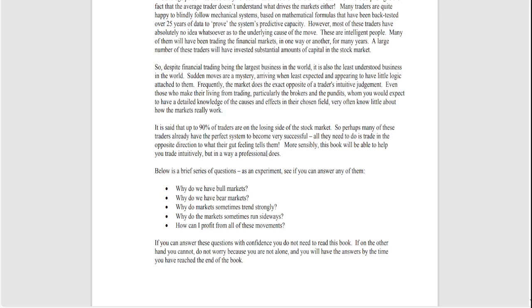Now we will discuss it, and if you read this book, you will get answers to these five questions. Why do we have a bull market? Why do we have a bear market? Why do markets sometimes trend strongly? Why do markets run sideways? And how can I profit from all of these movements? So when we read this book, we will get these five answers.